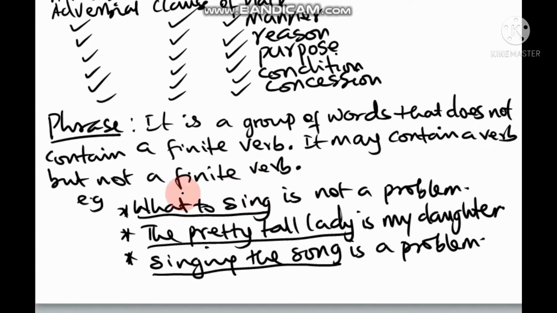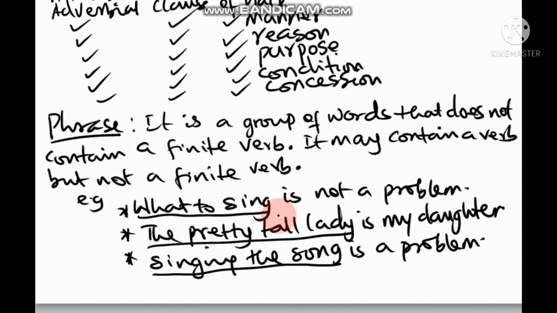If we have, what to sing is not a problem. What to sing is underlined. Does it contain a verb? Yes, it does. What is the verb? Sing. But this verb sing in these underlined words is not a finite verb. Why? Because of the to. Very soon we shall explain that better. But let us just know that whenever you have to plus a verb, that verb automatically becomes a non-finite verb.